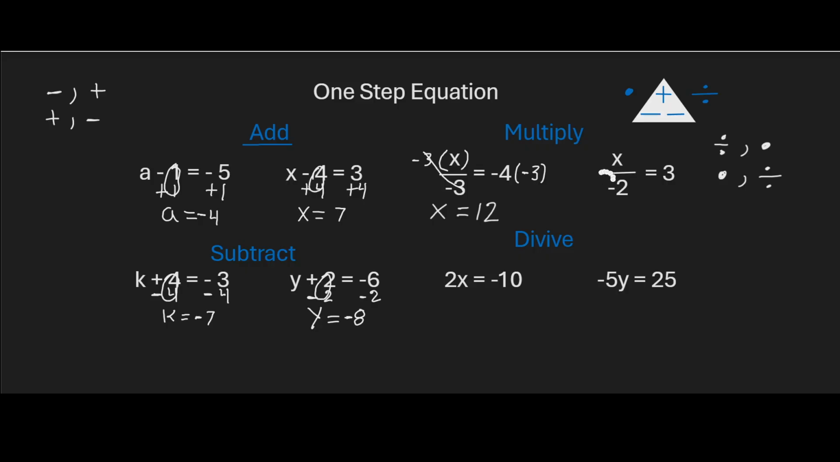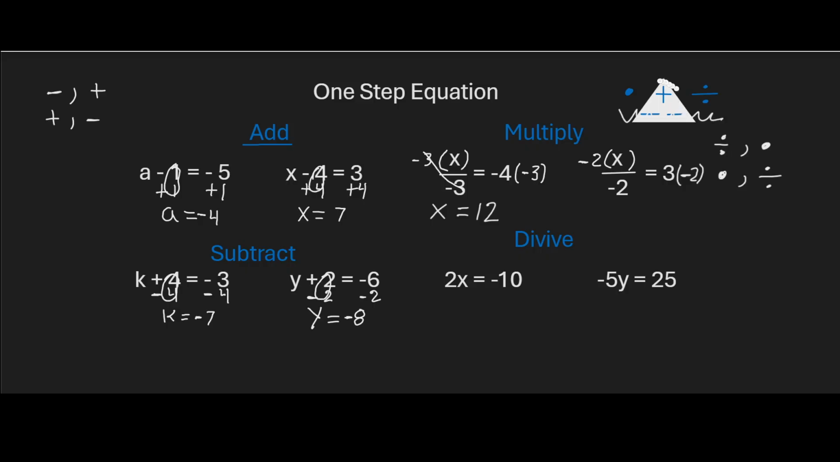Next, -2 is dividing x. That's what this line means. The opposite of dividing is going to be multiplying. So I'm going to multiply this by -2. So do the same thing on the other side, multiply by -2. Now, can you see that we can divide the two signs first? Negative divided by a negative.